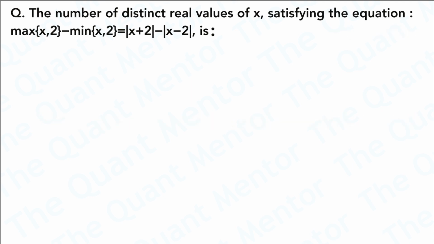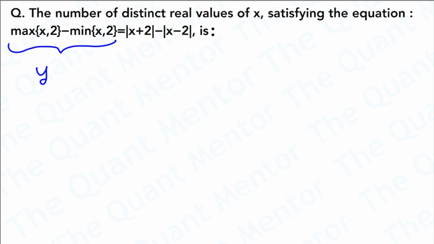Okay, a tough one to crack, a really good question, beautiful question. The number of distinct real values of x satisfying the equation max of x comma 2 minus min of x comma 2 is equal to mod of x plus 2 minus mod of x minus 2. First things first, let's treat the left hand side as a function.